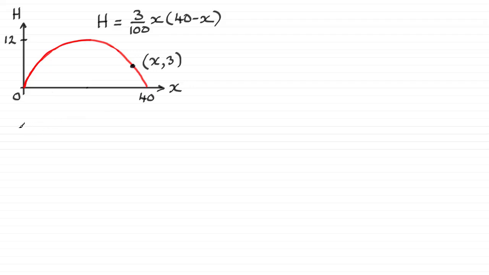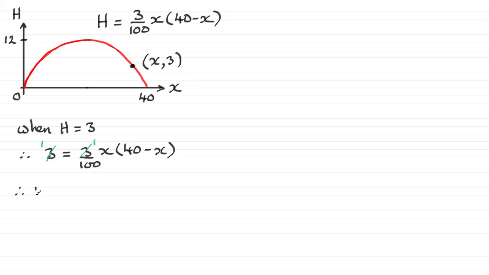So if we do that, when h equals 3, then substituting that in gives us 3 equals 3 over 100 times x times all of 40 minus x. If I divide both sides by 3, I can see that those two 3's would cancel out. Then it's just a question of multiplying through by 100 and expanding the bracket. You're just going to get 100 equals 40x minus x squared.